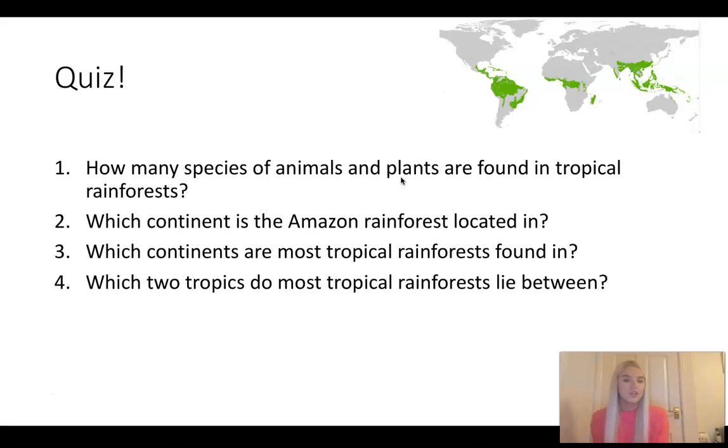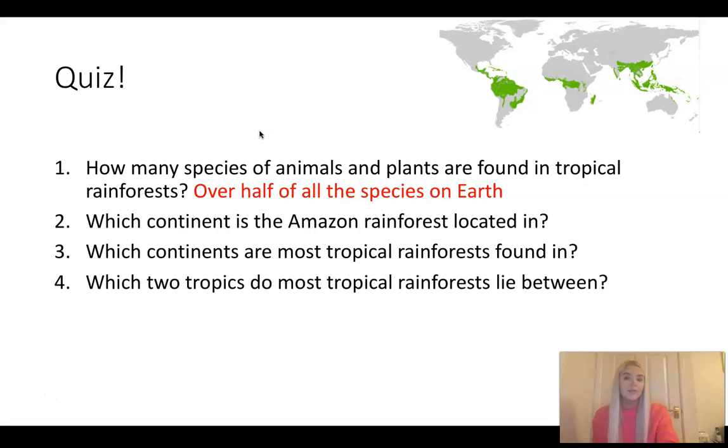Okay, just before you go on to your own activity, I've got a little quiz for you here to test and see what you've remembered this lesson, all right? So there is a little map up here just to give you a bit of a clue. But my first question is, can you remember how many species of animals and plants are found in tropical rainforests? Now, clue, we didn't give an exact number. Okay, how many species of animals and plants are found in tropical rainforests? Pause the video if you need to. The answer is over half of all the species of Earth live in the tropical rainforest.